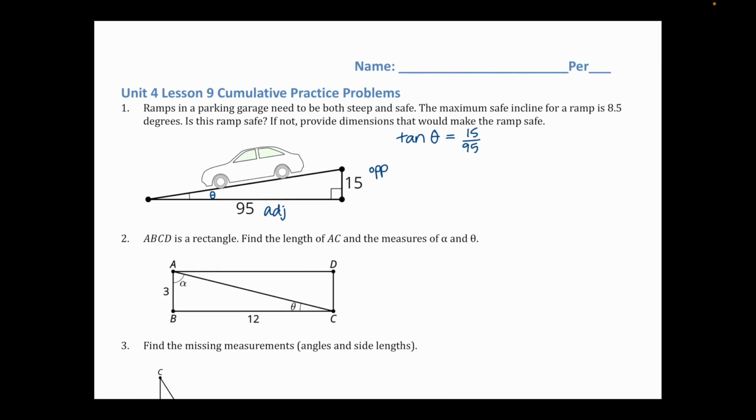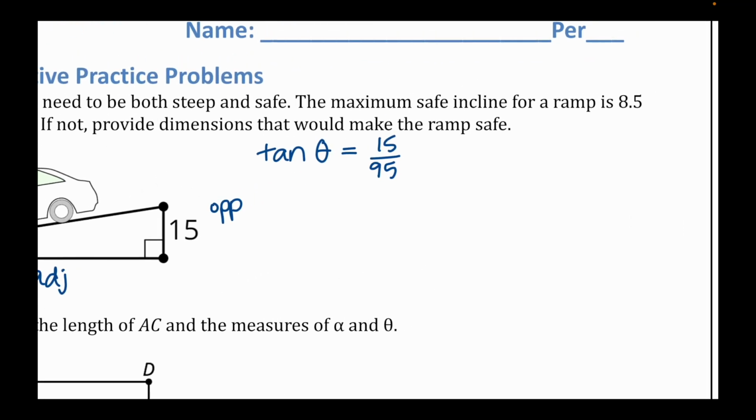Because remember SOHCAHTOA: sine is opposite over hypotenuse, cosine, and tangent. So we have opposite and adjacent, so tangent. Now, we want to actually find that theta. So theta right now is currently kind of trapped by that tangent function.